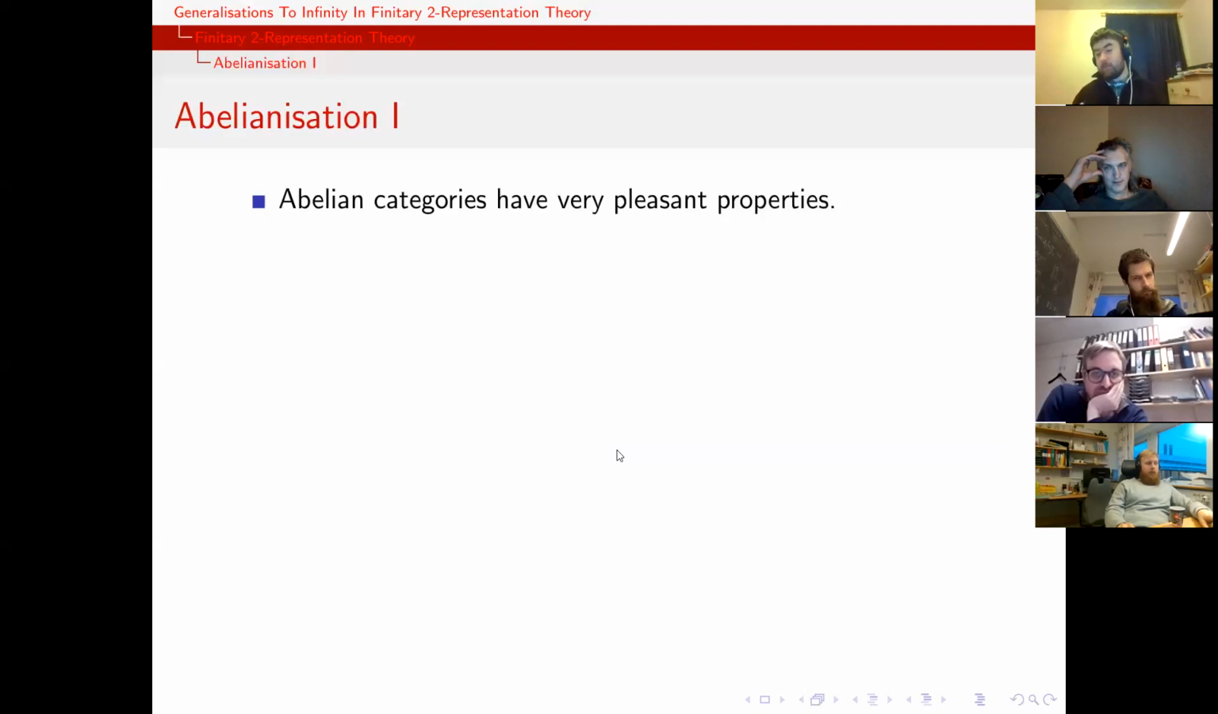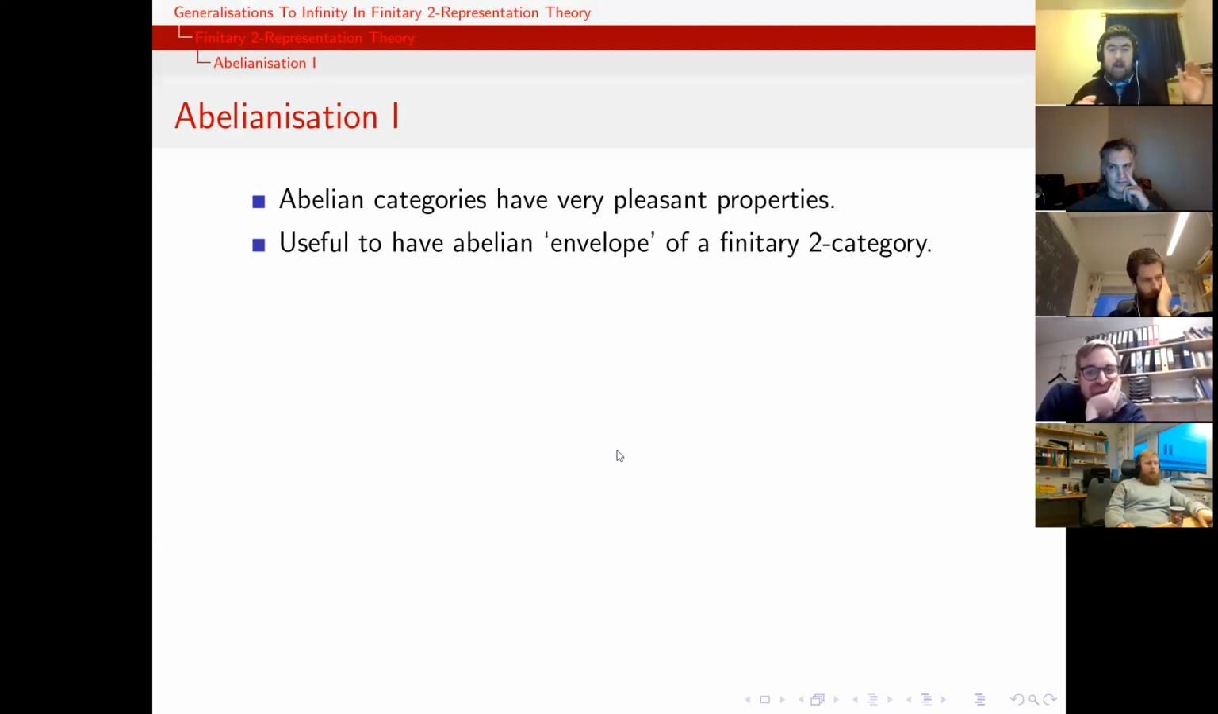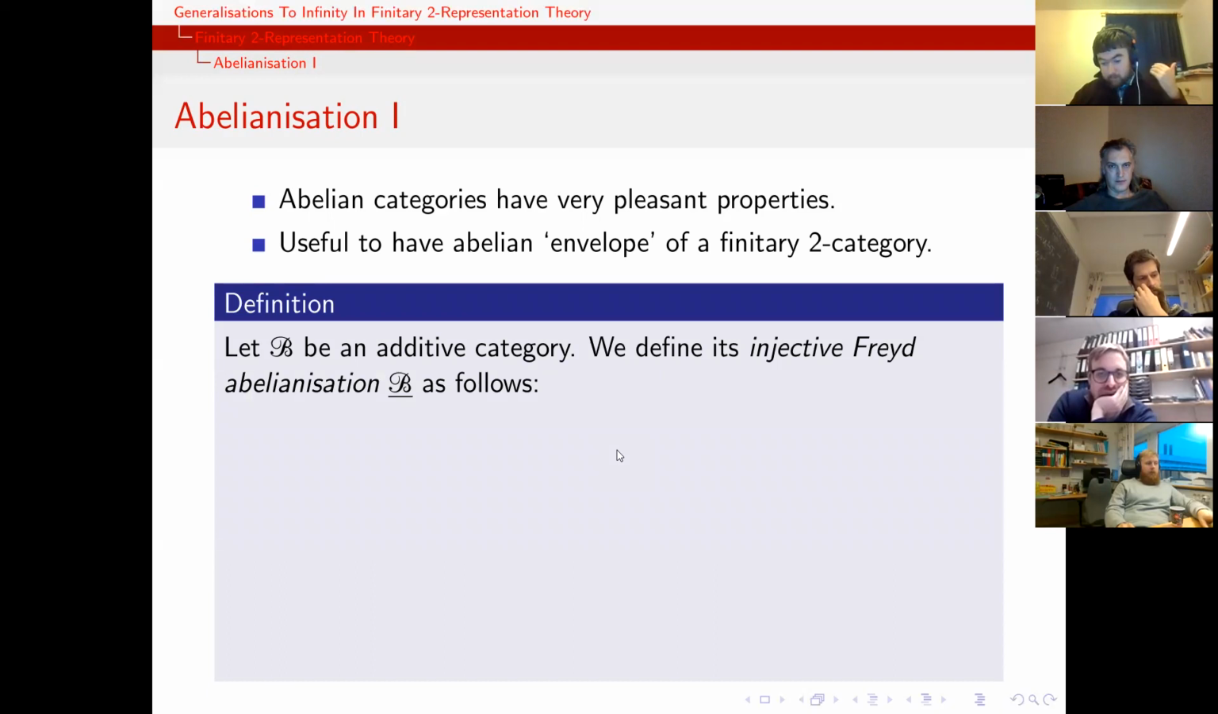So abelian categories have very pleasant properties, which I won't bother listing here. You almost certainly know most, if not all, of them. But that means it would be useful to have some sort of abelian envelope, so some enveloping category or enveloping two category of a finitary two category. And we can do this with this concept called abelianization.